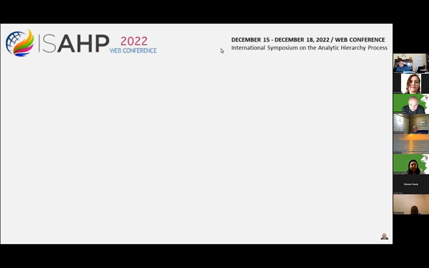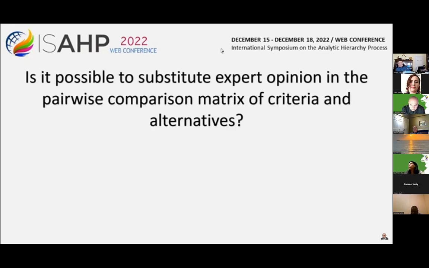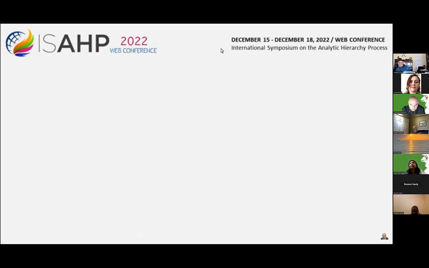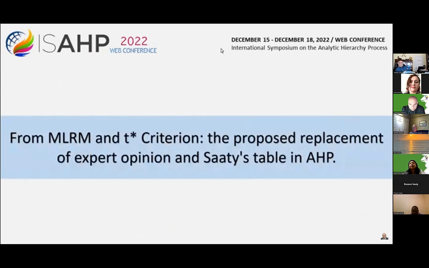Again we ask, is it possible to substitute expert opinion in the pairwise comparison matrix of criteria and alternatives? And can the statistical results of an MLRM substitute the values of the SAHP table? From the multiple linear regression model, MLRM, and the t criterion, the proposed replacement of expert opinion in the SAHP table in AHP.